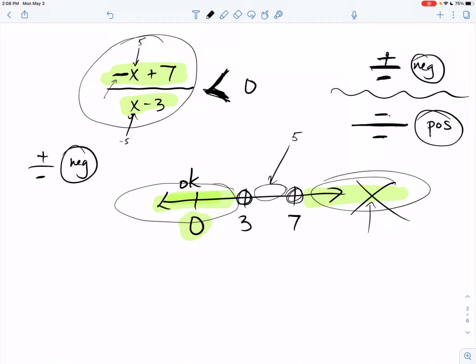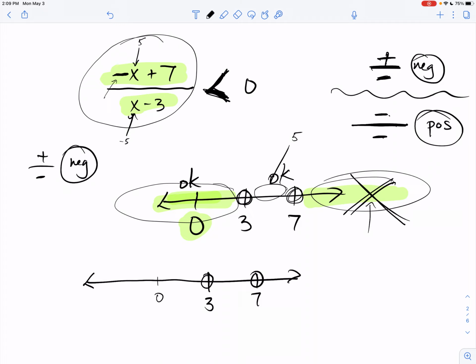So what is this funky looking answer? Well, here's the weird thing. The stuff over here did not work. The stuff over on the left side did work, and the stuff in the middle does work. So I have an answer that looks like this on the number line. Here's the number 3, open circle. Here's the number 7, open circle. I'm just putting 0 here for reference.